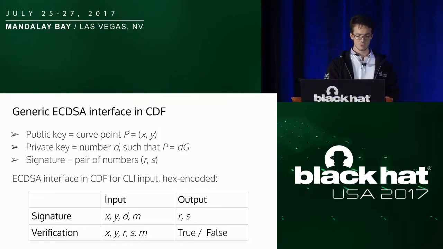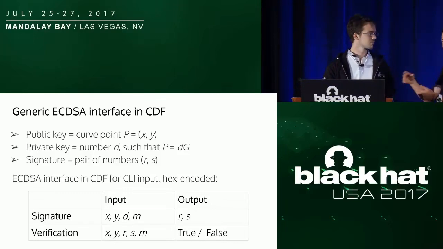So for example, for ECDSA, if you want to sign something, you will just need to get the public key coordinates X and Y, the private key D, and the message. And your program should output the signature R and S. If your program does just that, then you can use CDF to test it, which is really easy to code. So for example, in Python, it's like 35 lines of code to do a proxy to the cryptography.io library.